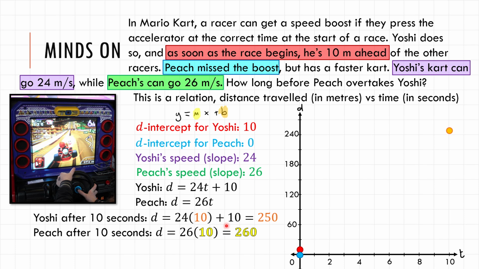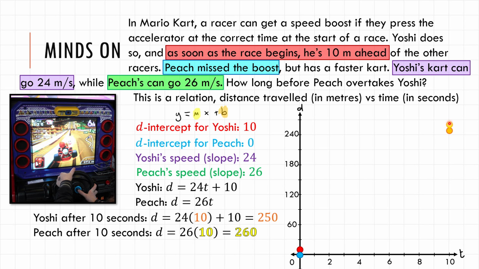But for Peach, all I have to do is plug in 10. 10 times 26 is 260. So again here, 10 on the t-axis. The t value is 10, but the d value is 260. So that'll be a little bit higher than this. This was 250. 260 is probably like right there. So let's plot that point down as well.